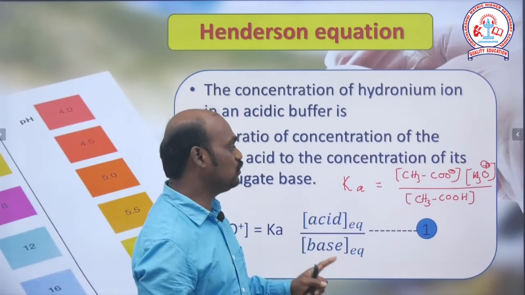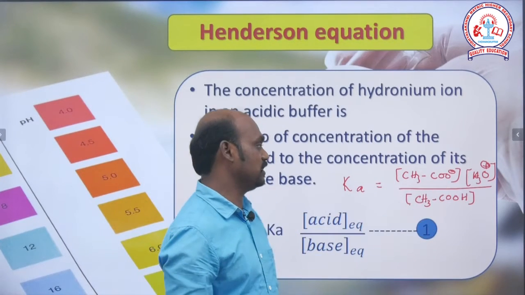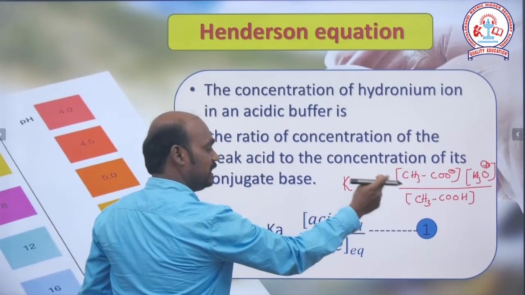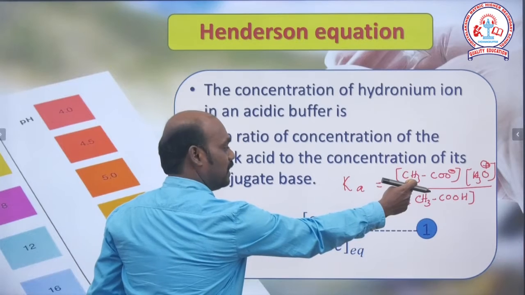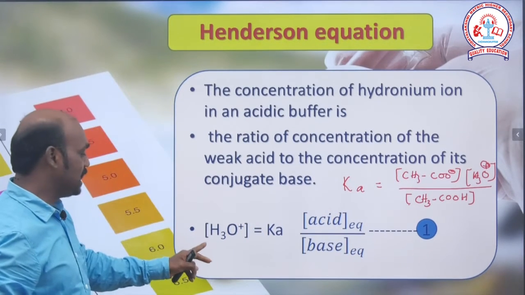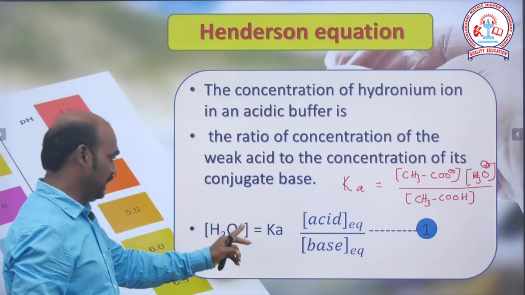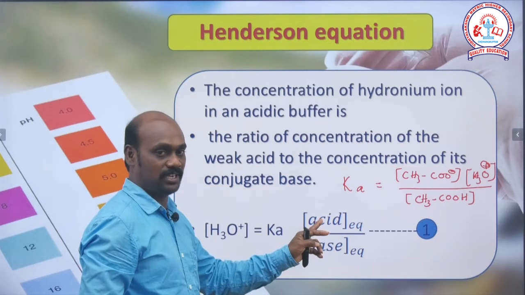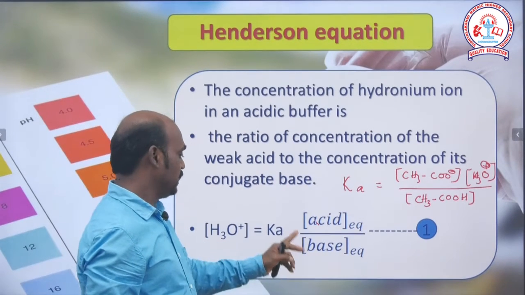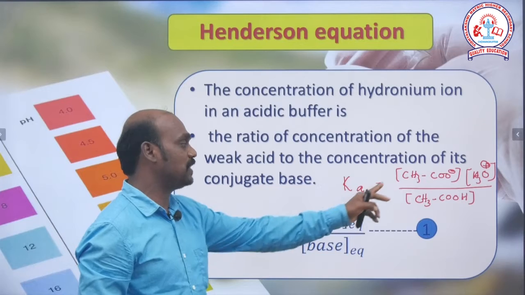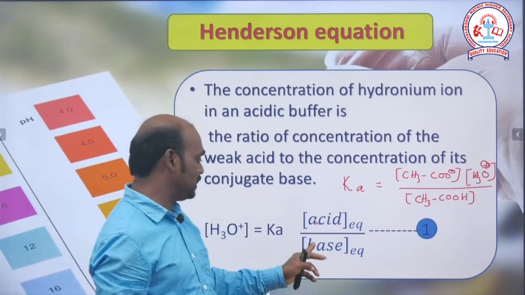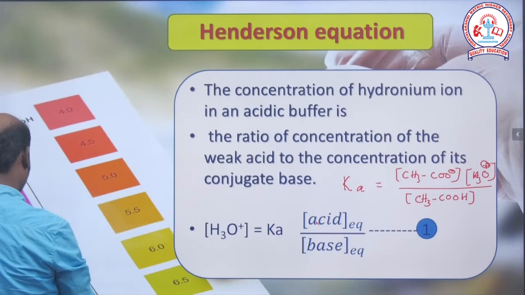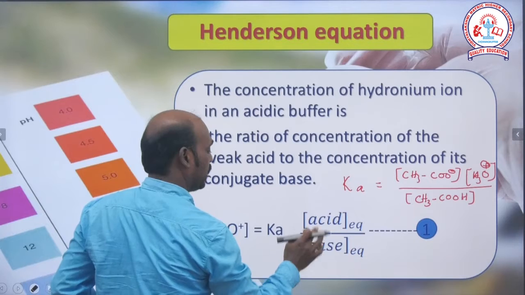From that we can calculate the hydronium ion concentration. So hydronium ion concentration is equal to Ka times acetic acid divided by acetate ion. That is written as H3O plus equals the dissociation constant times the equilibrium concentration of acetic acid, divided by the equilibrium concentration of the conjugate base of acetic acid. Okay, clear?